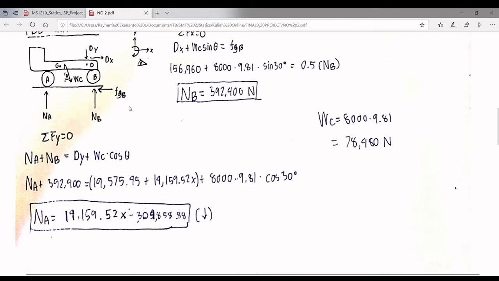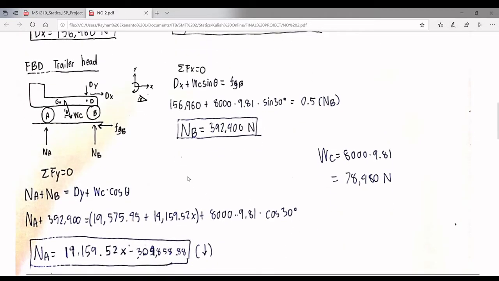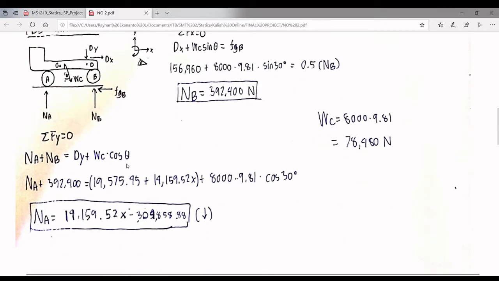Next, we need to find the x by using the second FBD, which is the trailer head. We have unknown forces NA and NB, and the static friction force in B, and that's about it. First of all, we need to find NB. We can do it by using sigma Fx, where we have the knowns Dx, Wc sine theta, and the unknown friction force in B. The friction force in B is the static friction, mu s times NB, which is 0.5 times NB. Then we can find NB here, and then using sigma Fy, we can find NA.